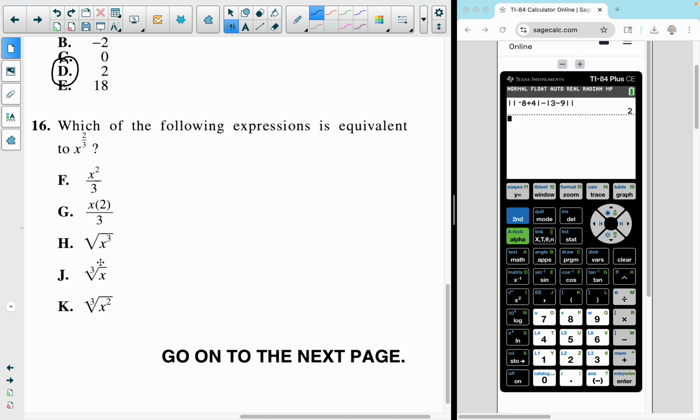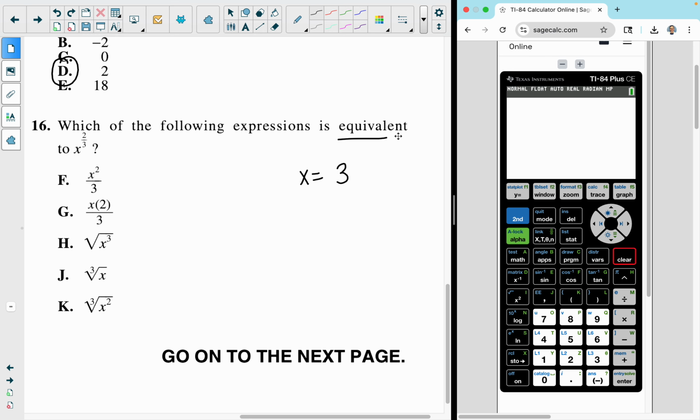Which of the following expressions is equivalent to x raised to the 2/3? Equivalent just means the same as. So I don't want to have to try and figure this out because I don't remember how to do this. I'm going to plug a number in for x. I stay away from 0, 1, and 2. I will put the number 3. So I'm going to store 3 in for my x.